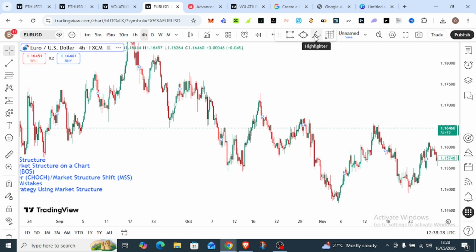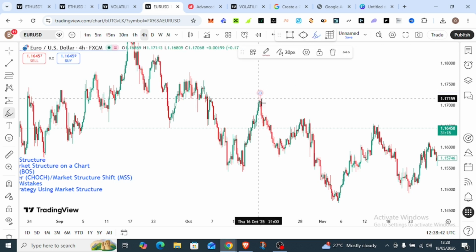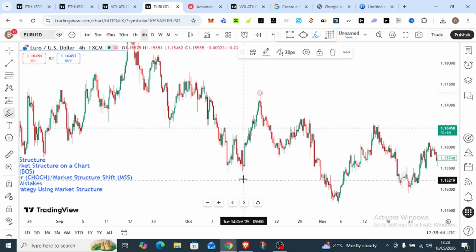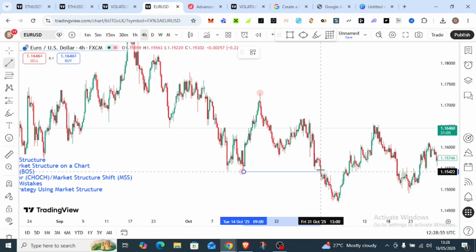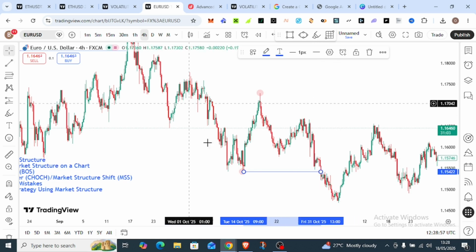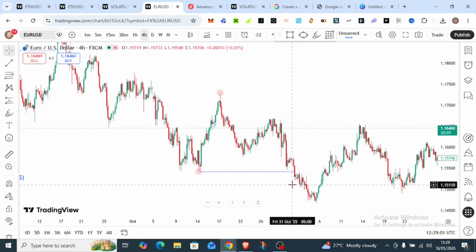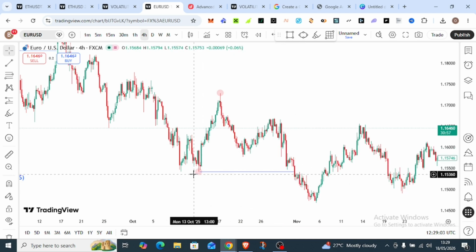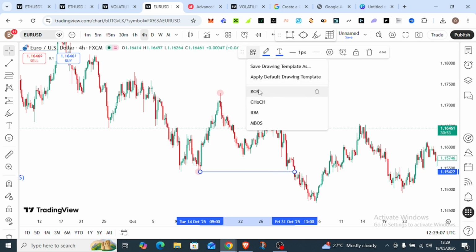We have this as our lower high and this as our lower low, and we can mark our break of structure here since this broke the structure. Let me zoom it so that you can see it clearly. This candle closed below this low, so we can mark this as our break of structure.